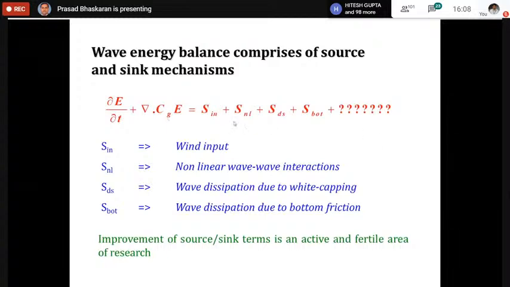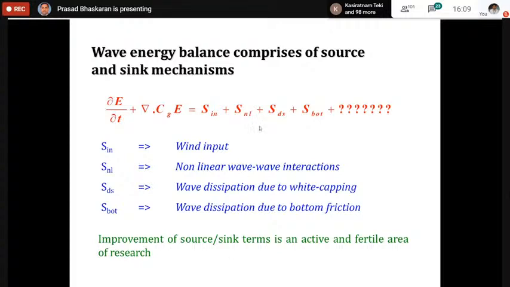On the right hand side, you have four distinct terms. S_in stands for the input of energy from the wind. S_nl stands for the nonlinear wave-to-wave energy transfer. S_ds represents the dissipation of wave energy due to wave breaking. And when the waves come to shallow water, you have the bottom, that is, how the bottom plays a role in redistributing the energy. The combination of all these terms are the physical parameterizations that you had in the second generation and also in the third generation models.